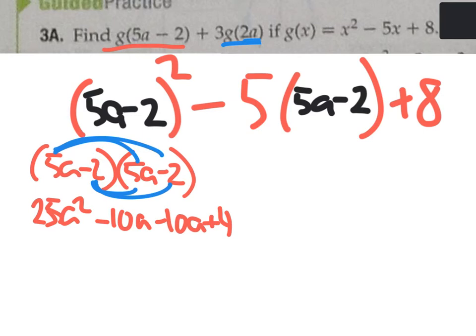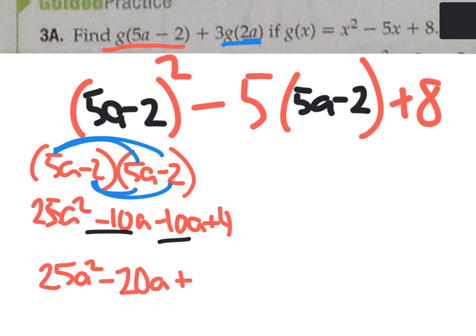So let's combine the middle terms. You have a negative 10a and a negative 10a. That'll be a negative 20a. So so far you have 25a squared minus 20a plus 4. Are you with me so far?